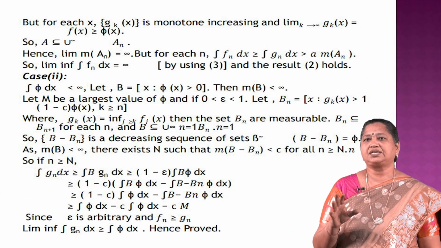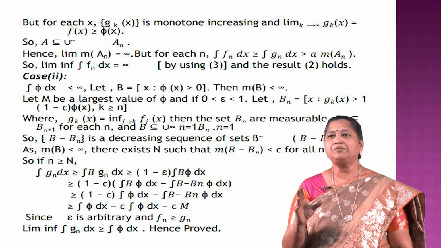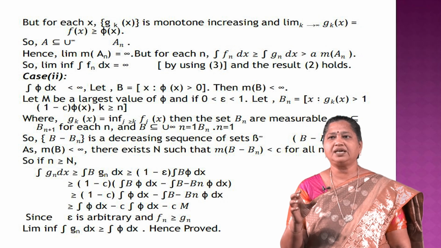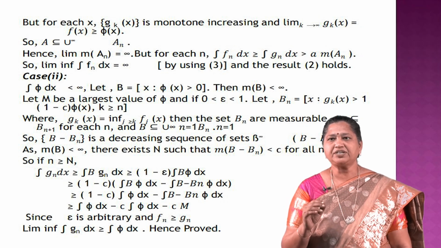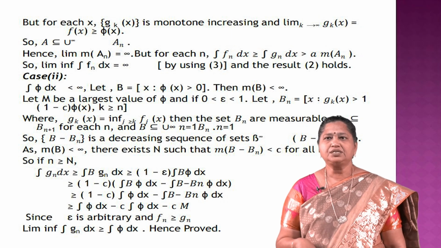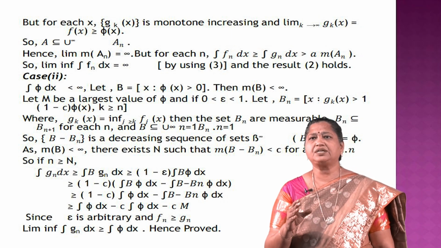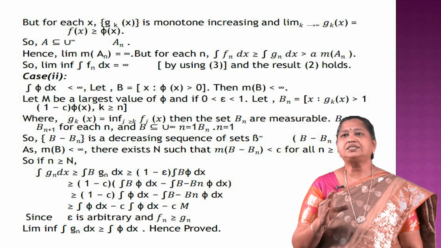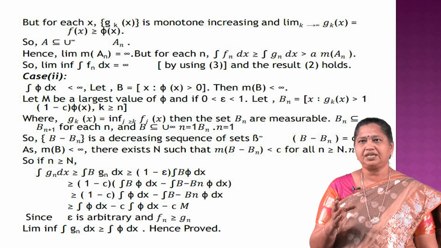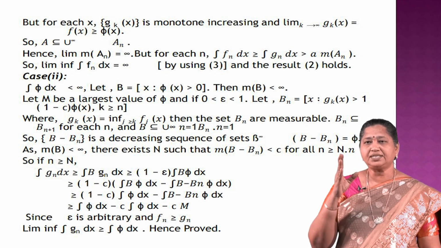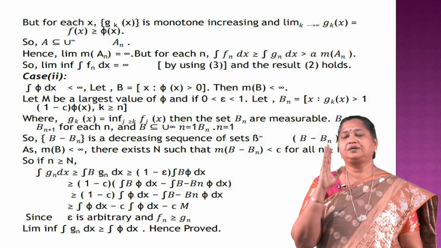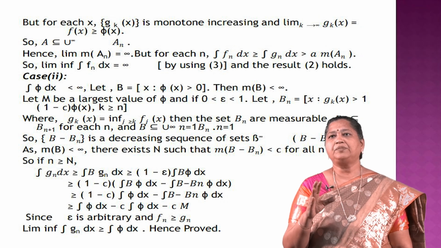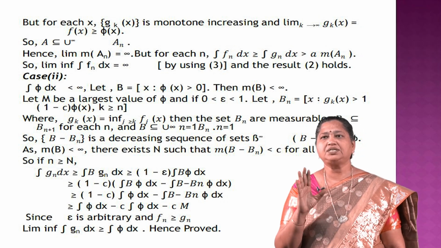For each k, g_k(x) is a monotonically increasing sequence, and the limit as k tends to infinity of g_k(x) is equal to f(x), which is greater than or equal to phi(x). So A is a superset of the union over n equal to 1 to infinity of A_n. Hence, the limit of m(A_n) is equal to infinity, because phi(x) is equal to infinity by the given statement, using that result.